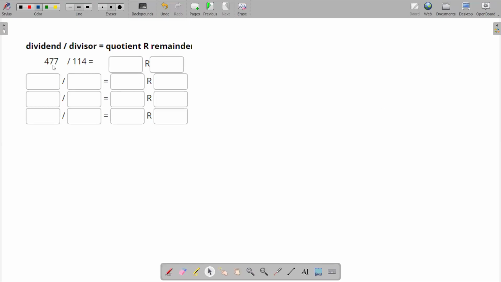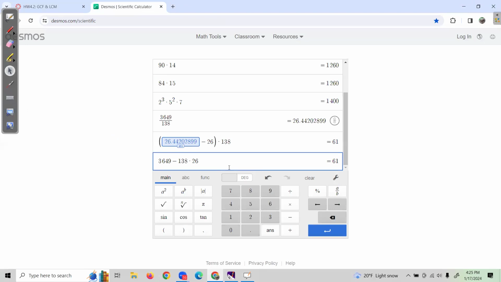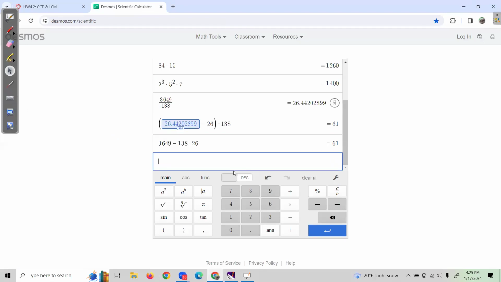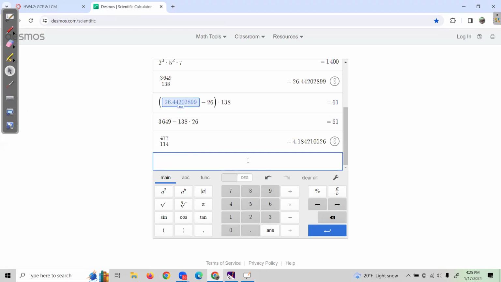All right, so 114 goes into 477. How many times? 477 divided by 114 goes in 4 times, and then we just need to know the remainder. There are so many ways to get the remainder. One way is to just take the 477 and subtract off 114 times 4. And so I get 21. So it's 4 remainder 21.